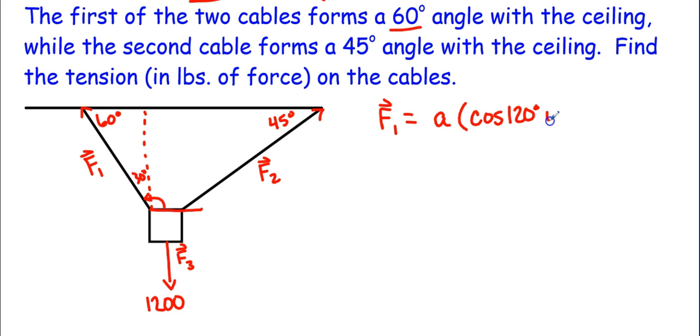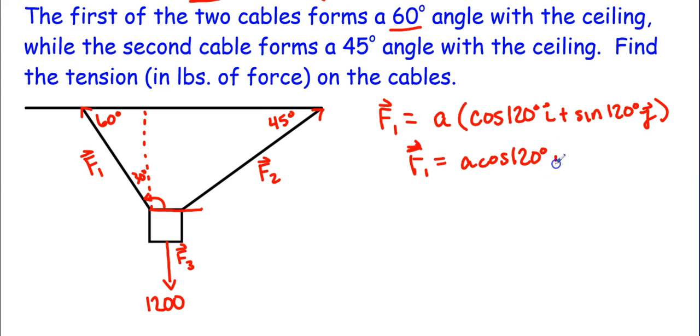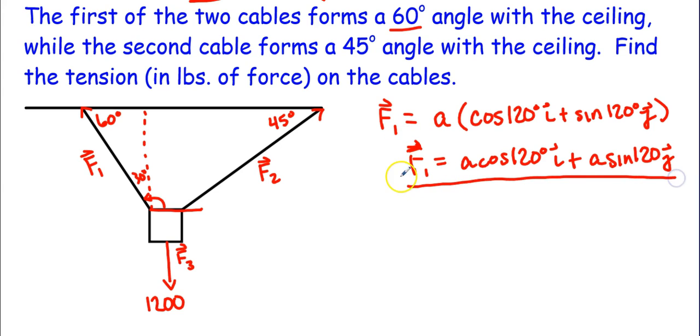And then that's the i component. And then the j component is going to be the sine of that angle. So the sine of 120. And my force vector looks like this: A cosine of 120 i plus A sine of 120 j. All right, so there's my first force vector. Let's just highlight that. Maybe I'll underline it. We can come back to it later.